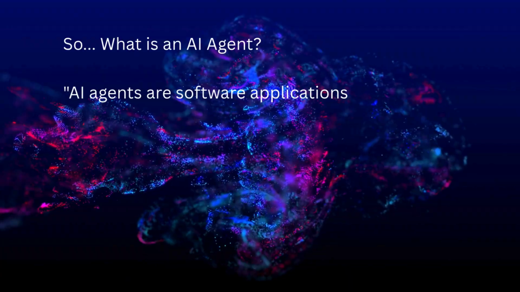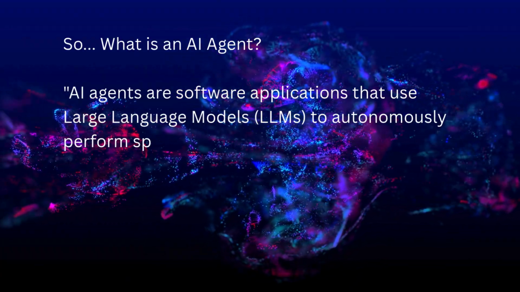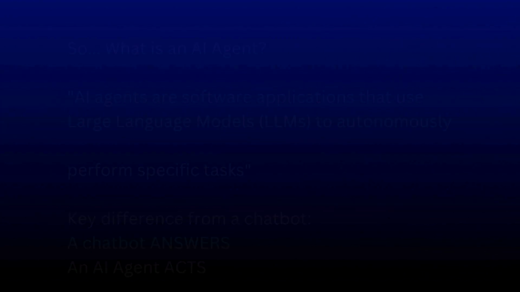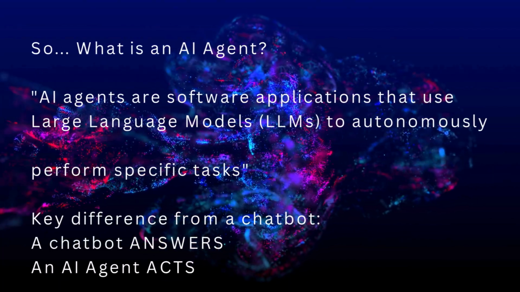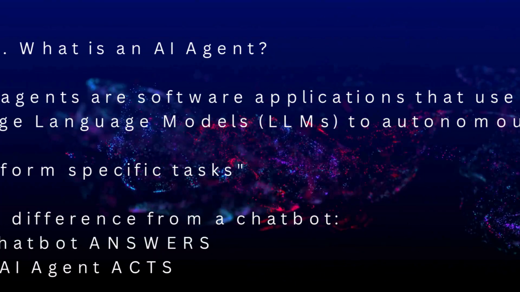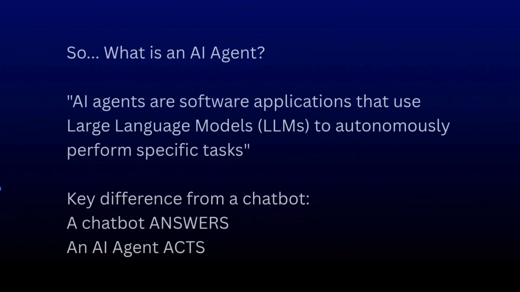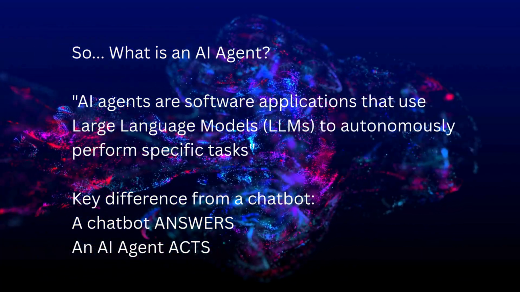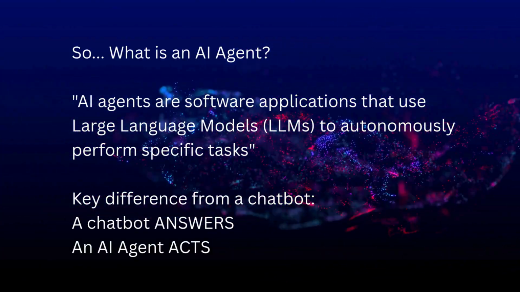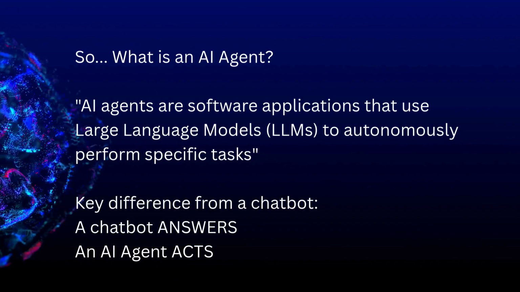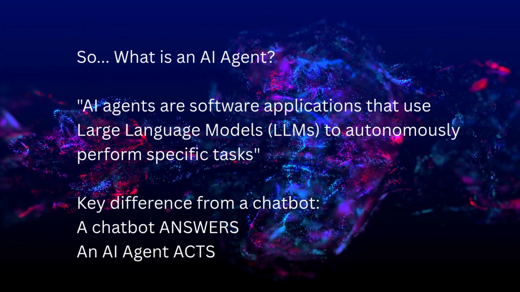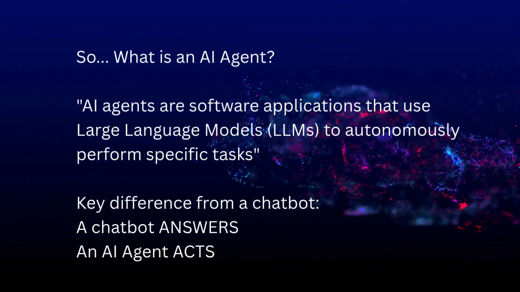An AI agent is a software application powered by a large language model, or LLM, that can automatically or autonomously perform tasks. Now, here is the key difference you need to remember. A regular chatbot answers questions. An AI agent actually does something about it. It makes decisions, takes actions, and coordinates multiple steps to reach a goal. That is a fundamentally different level of intelligence.